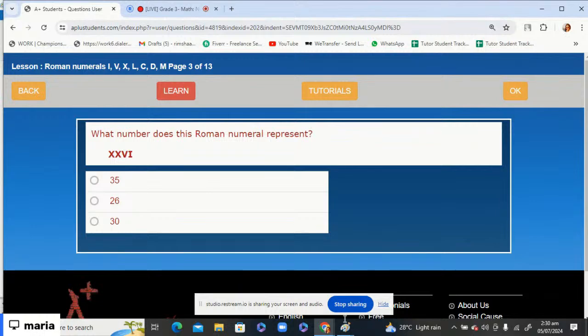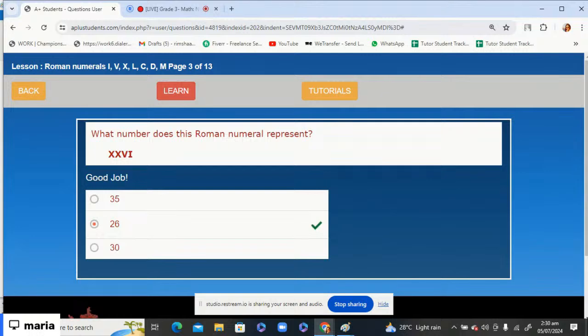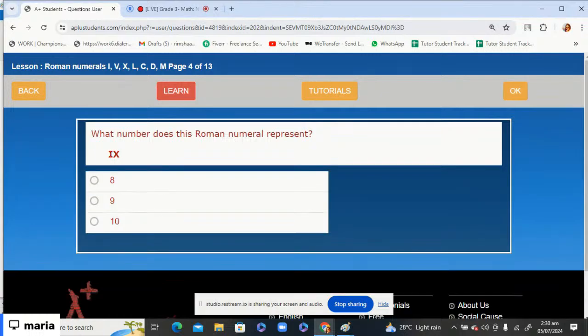The first X represents 10, the second X represents 10, so it means a total of 20. V represents 5, that is 25. I represents 1, it is 26. So here it is 26. So what number does this Roman numeral represent? That is 9, because IX represents 9.